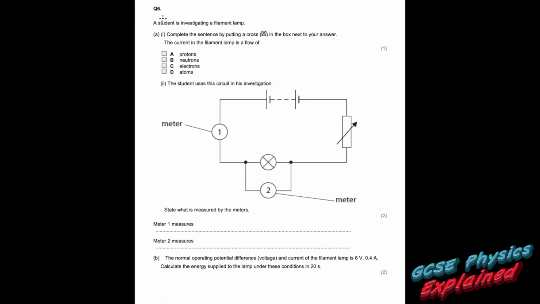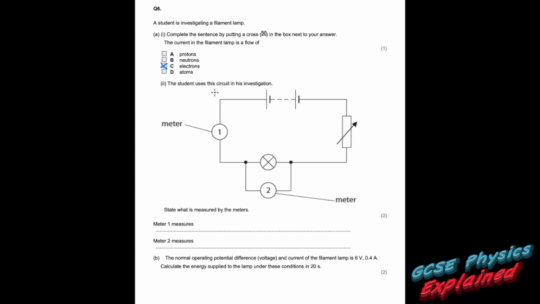Question 6. A student is investigating a filament lamp. Complete the sentence by putting a cross in the box next to your answer. The current in the filament lamp is a flow of... Well, current's always a flow of electrons. Unless it's in solution, then it's a flow of ions, but that's more chemistry than physics.